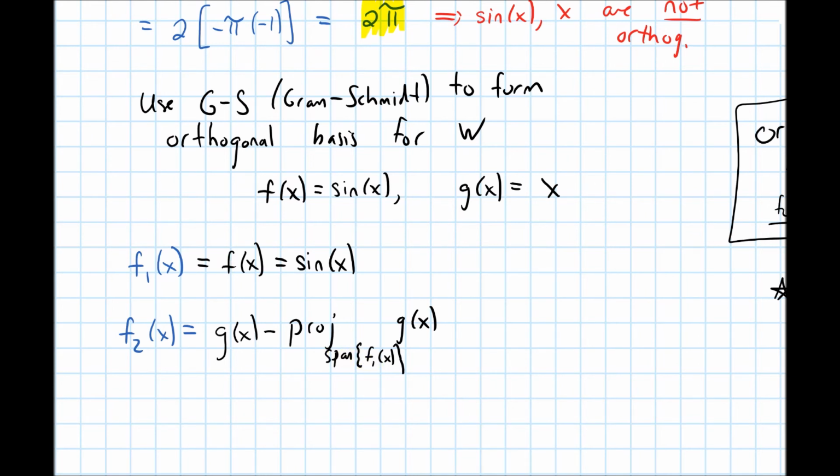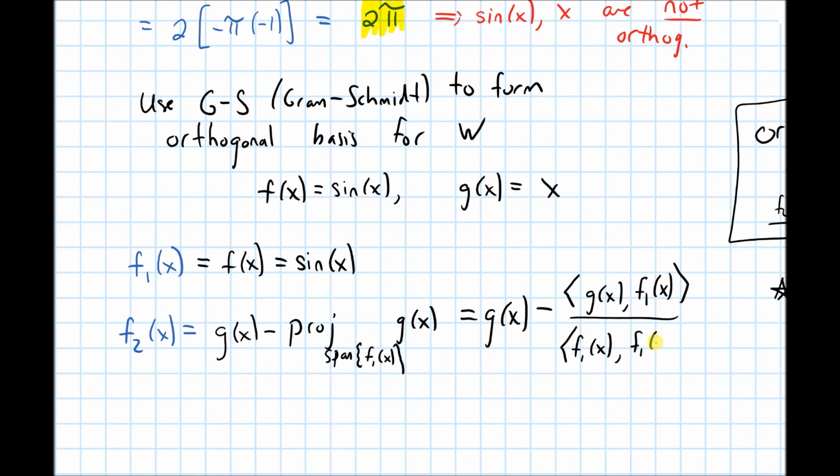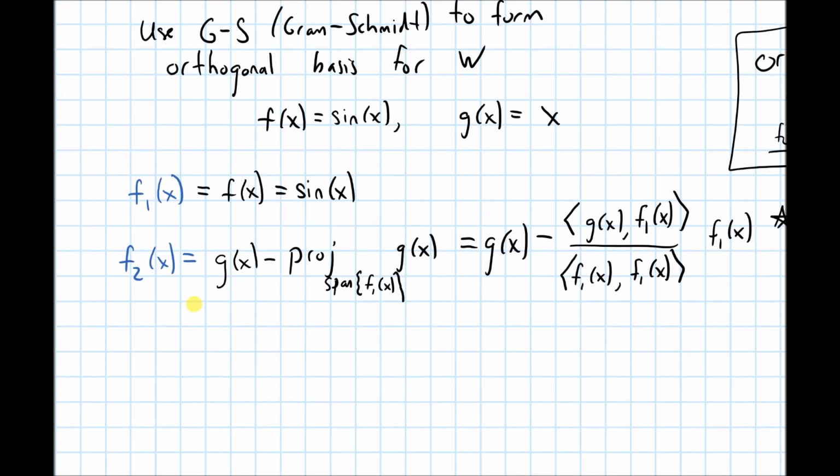Alright, so now let's evaluate what this is. So we have g of x, and we've stated a formula for the projection in a previous video. This is going to be the inner product of g of x with f1 of x divided by the inner product of f1 of x with f1 of x, times f1 of x. Alright, so now let's start to evaluate these things.